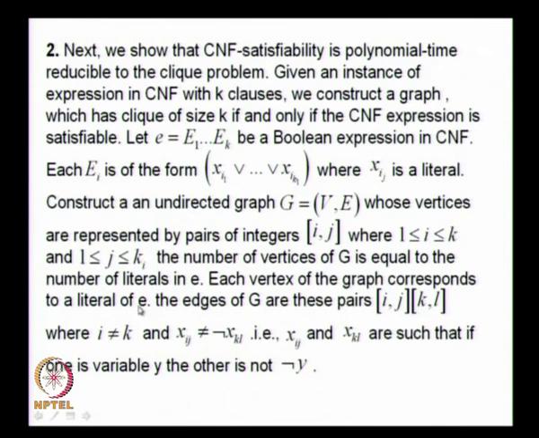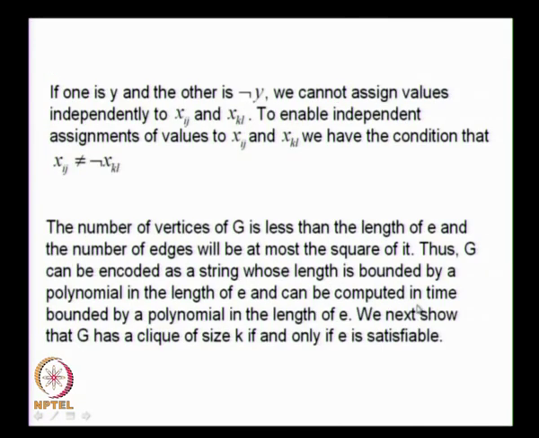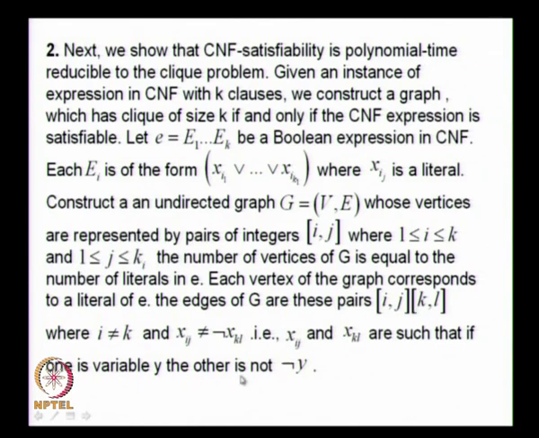Now, once we have formed the vertices V, we have to find the edges of G. How do we join two vertices by an edge in G? Two pairs ij and kl are joined by an edge if i is not equal to k, that is, the first component should be different, and xij is not equal to the negation of xkl. That is, it should be possible to assign values such that both literals have value 1. One corresponds to a literal in the ith clause and the other to a literal in the kth clause. They should not be such that one is y and the other is not y; one should not be the negation of the other. If they are not of that form, an edge can exist between them.